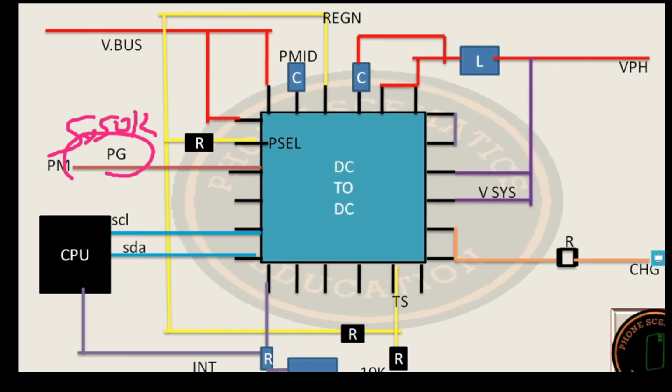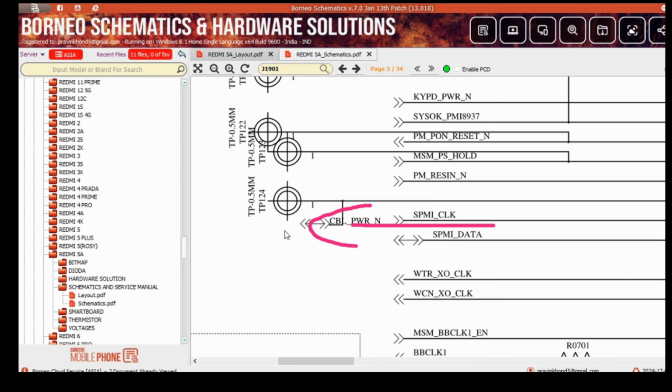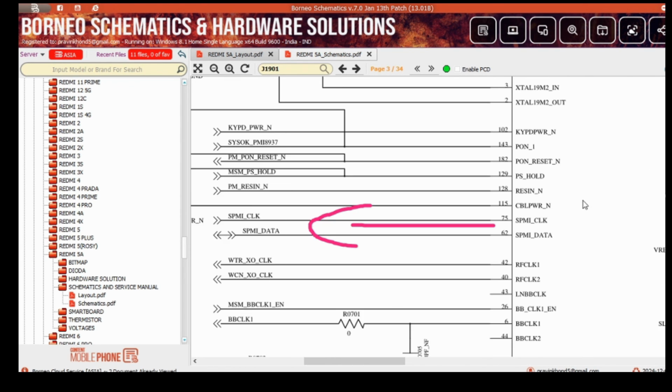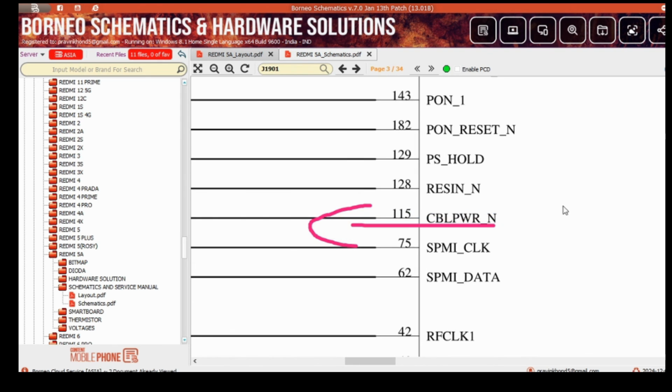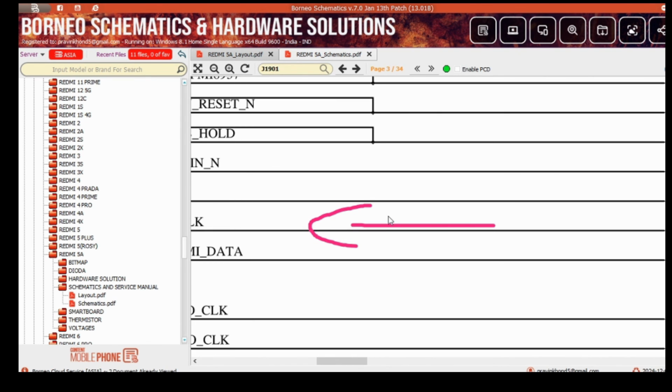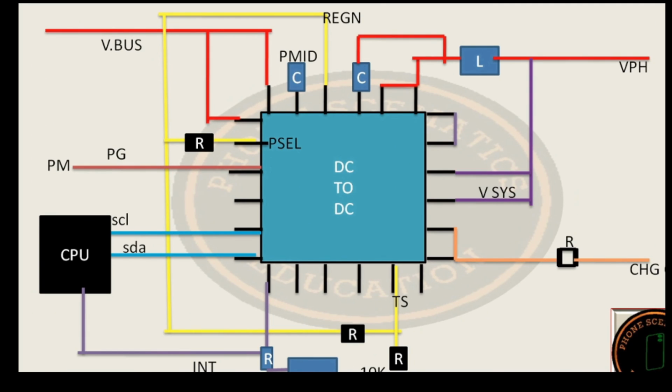Let me show you in the diagram. Right here, pin number 3, PG, clear, CBL, power N, clear. Just click this line and this line goes to your PM8937. This line is connected to the power IC, I already told you. So if this line is damaged, when your phone is off, there is no charging. You can see there is a TP also, test point. You can check here also. Now go to the block diagram again.